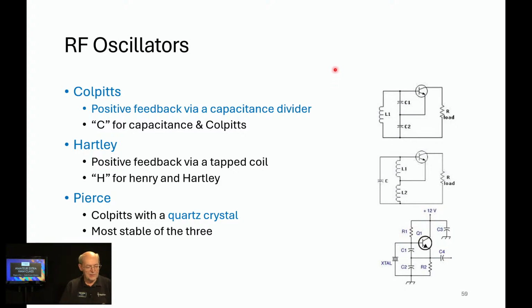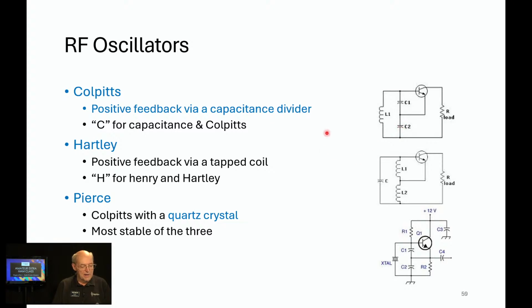Now we're going to go into the good ones. There's 3 flavors that are talked about in our chapter: Colpitts, Hartley, and Pierce. These were developed or invented, you could say, between about 1915 and 1923 by 3 different individuals who just happened to be named Colpitts, Hartley, and Pierce. So with Colpitts, here's a circuit, and we get positive feedback via a capacitance divider. You can kind of see that here in the circuit.